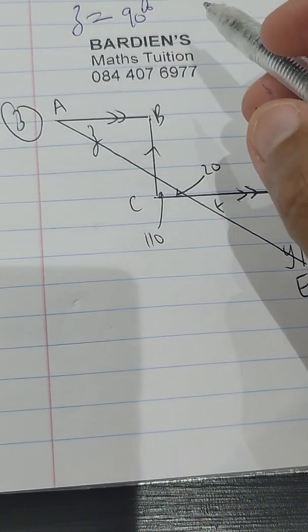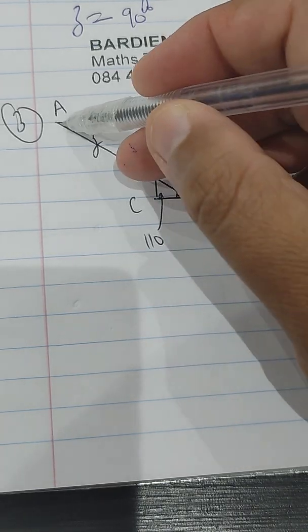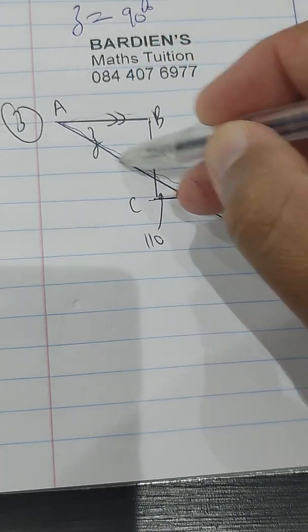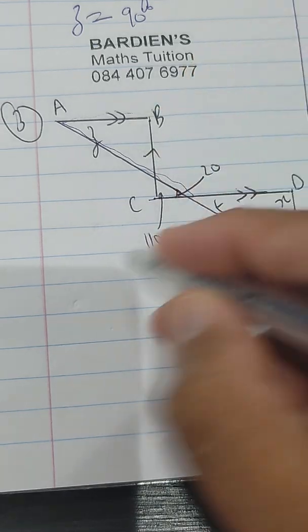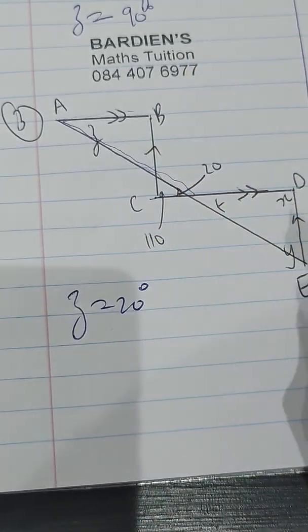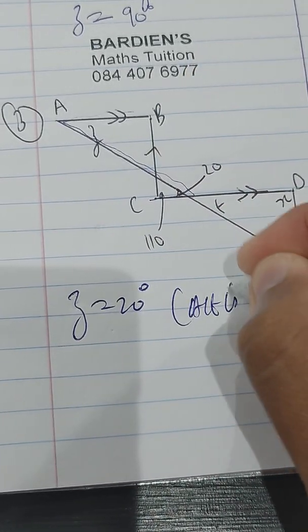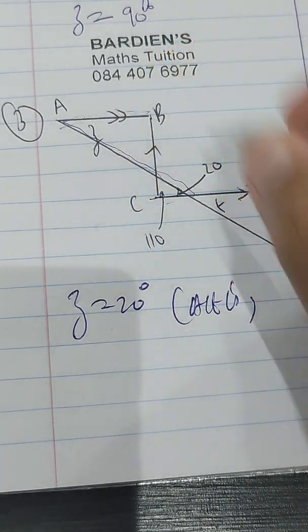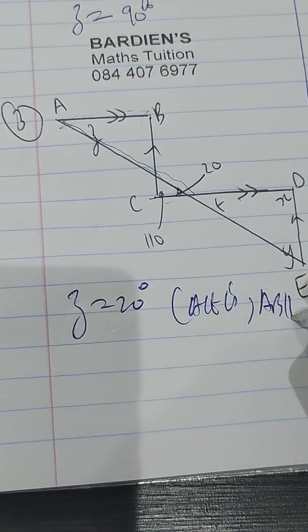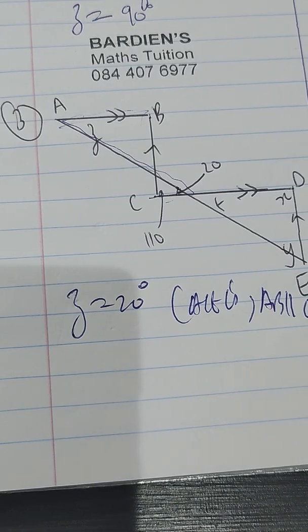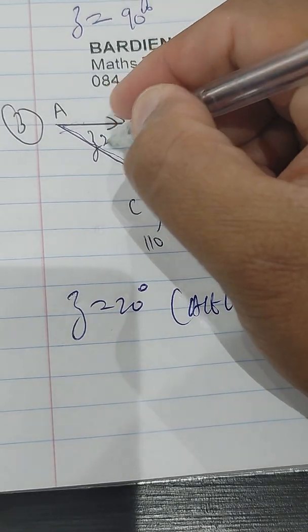Let's look at number 3. Again, those lines are parallel, so alternate angles are equal. So as you can see, the Z being formed there. So Z is 20 degrees. Why? It's alternate angles. And there's your Z. So AB is parallel to CD. Okay? So there we put Z to be 20.